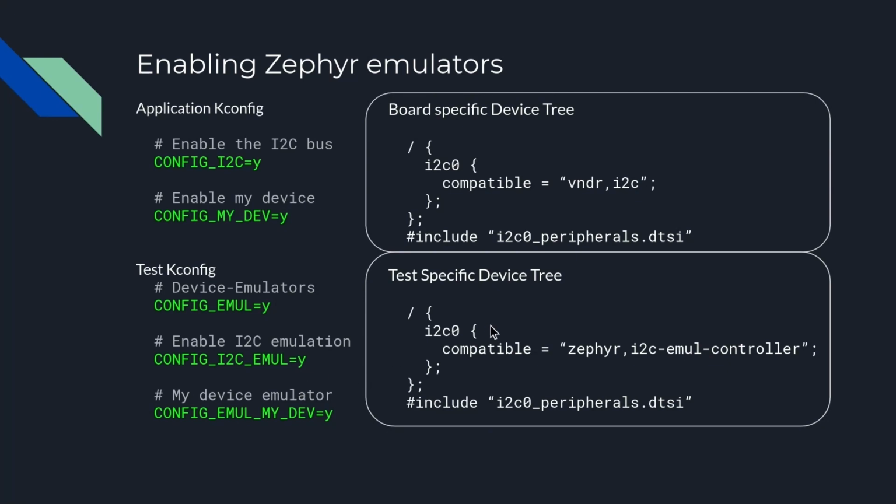Since the emulator and the device driver both use the same compatible string, the I2C peripherals DTSI, right here, doesn't need to change. Only the bus itself needs to be reconfigured or replaced for the test. That means that since the peripherals use the same compatible string and we're using the exact same include here, both this device driver and the emulator will create both the emulator and the device off of the same node in the device tree.